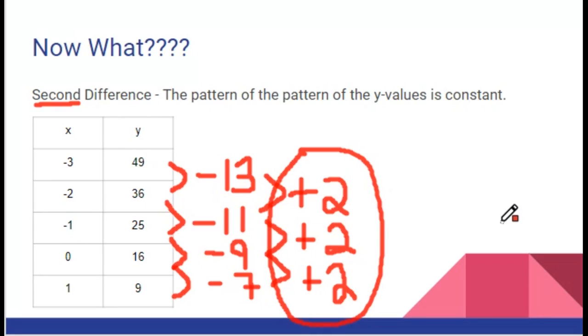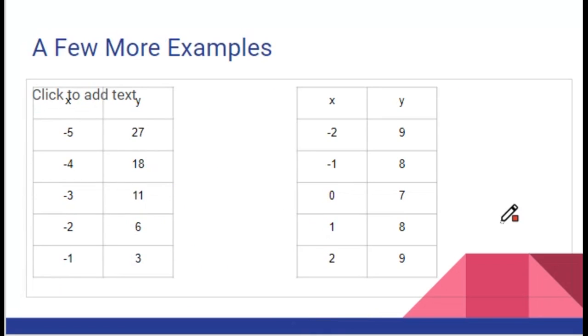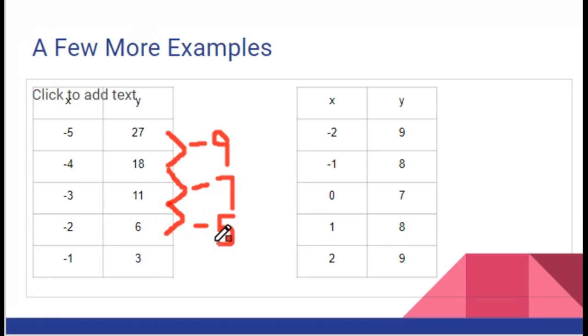Let's look at a couple other examples. In this one, let's find the first difference. To go from 27 to 18 is minus 9. From 18 to 11 is minus 7. 11 to 6 is minus 5. And from 6 to 3 is minus 3. That is the first difference, my first pattern.